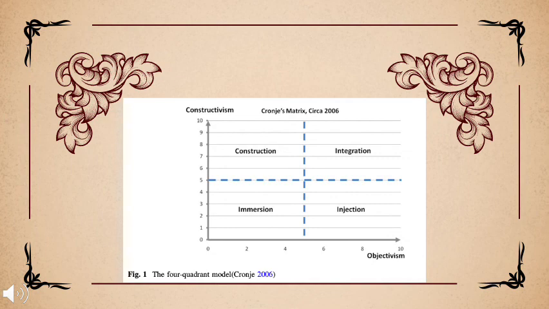And the last quadrant is the integration quadrant, which is high in both elements, depending on the situation. So learners are either instructed or left to discover for themselves, either simultaneously or in rapid succession. So this is where the instructional designer would place.